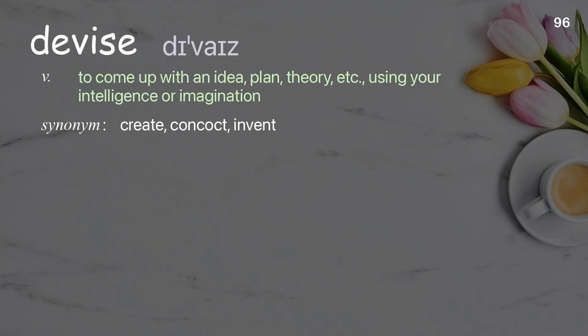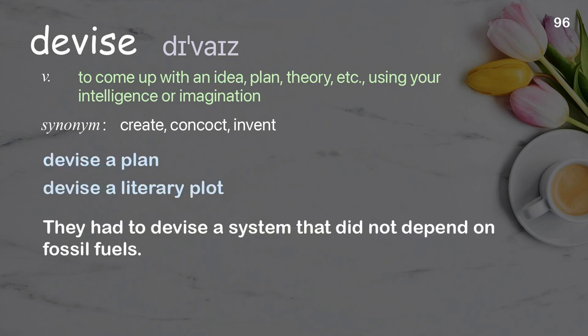Devise: to come up with an idea, plan, theory, etc., using your intelligence or imagination. Examples: devise a plan, devise a literary plot. They had to devise a system that did not depend on fossil fuels.